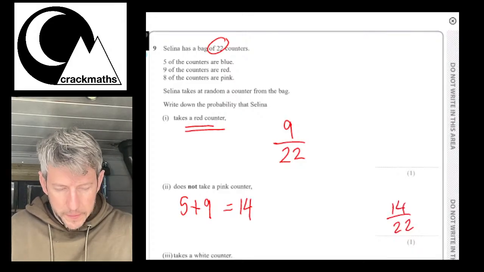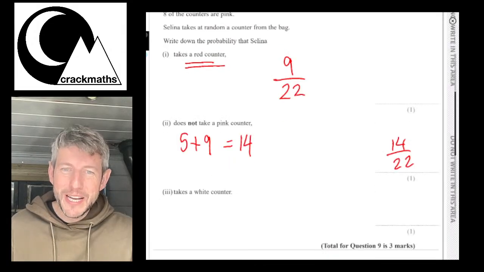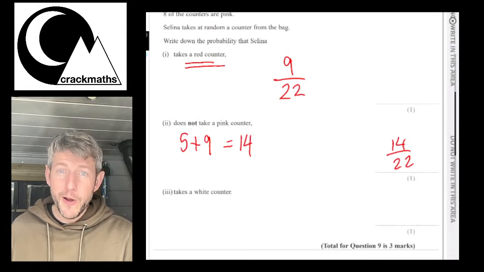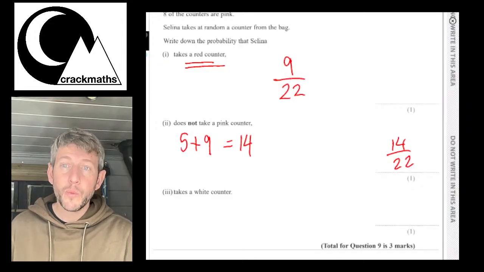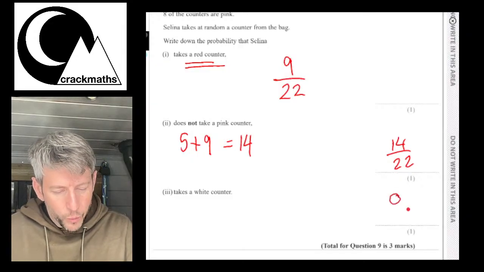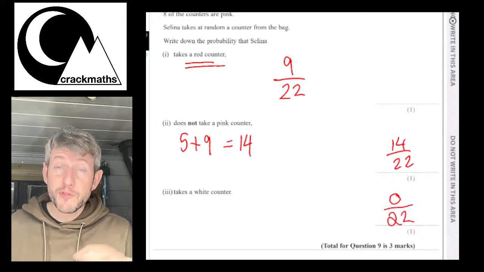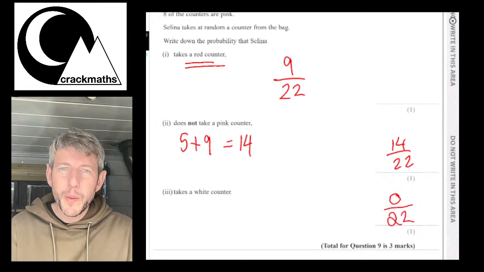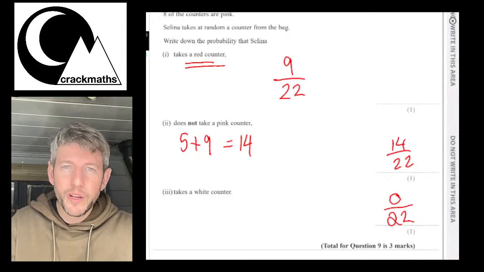Right, next bit. Takes a white counter. Now they're really being sneaky because there's only red, blue and pink counters in the bag, which means there's no white counters. So the probability of getting a white counter is 0 out of 22. Or you could have just written 0, or you could probably get away with writing impossible. But 0 out of 22 I think seems in keeping with what they're up to.